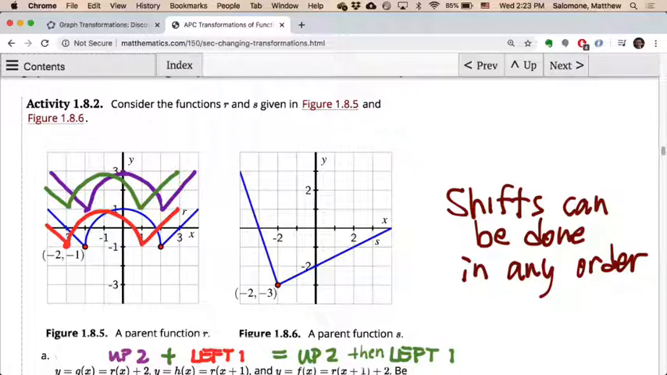They're commutative. That same thing will be true with stretches as well. If all I'm doing is stretching horizontally and vertically and reflecting horizontally and vertically, all of those can also be done in any order with respect to one another. So just keep that in mind as we go forward to our next activity, which is going to be a stretching activity as well.